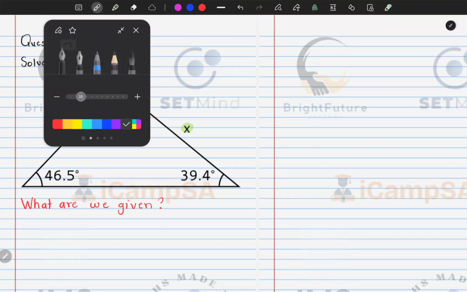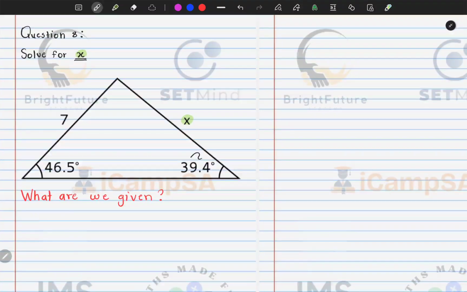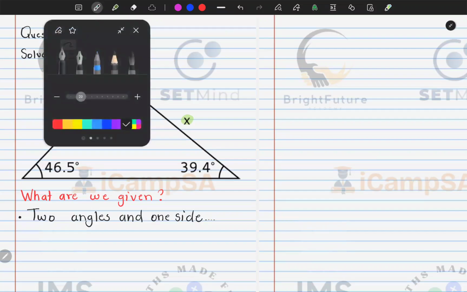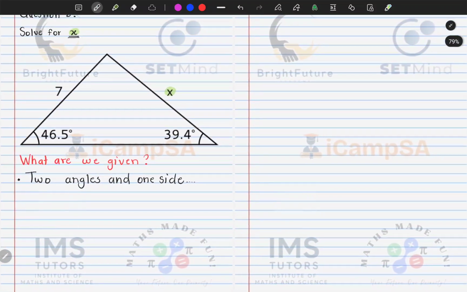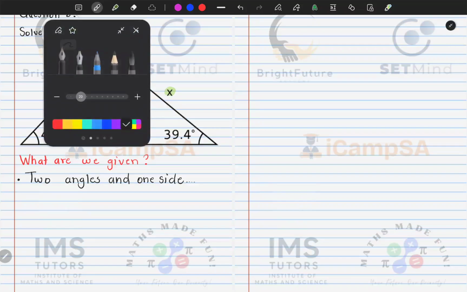And the answer to this, we've answered this a couple of times. You will see we have an angle and a side. So we can just say 2 angles and 1 side. And if you remember, when we specified the requirements that we need to meet for us to use the sine rule, 2 angles and 1 side was one of them. So this should be very easy to work.